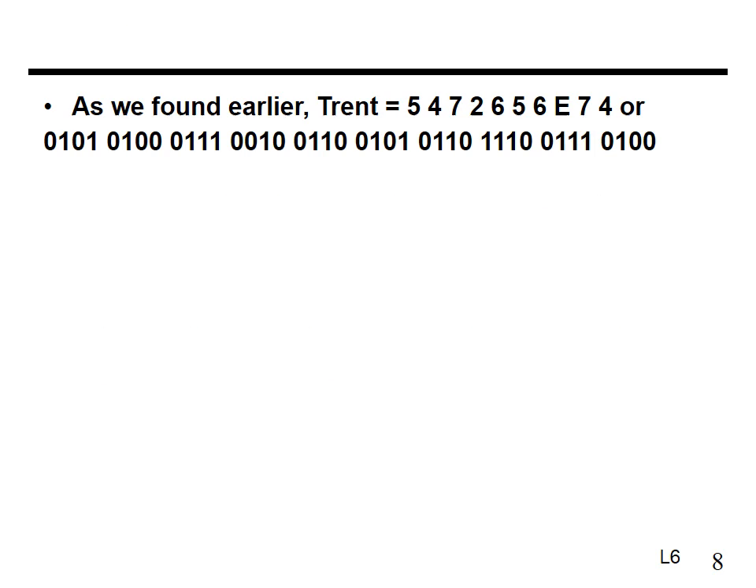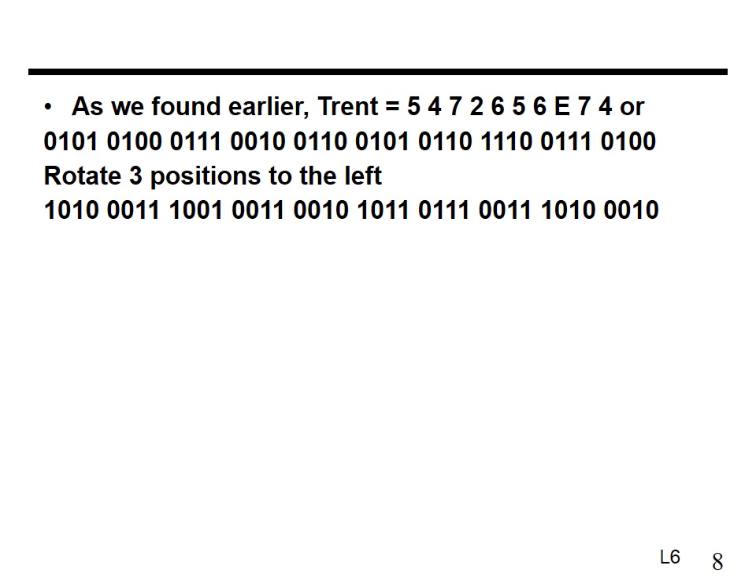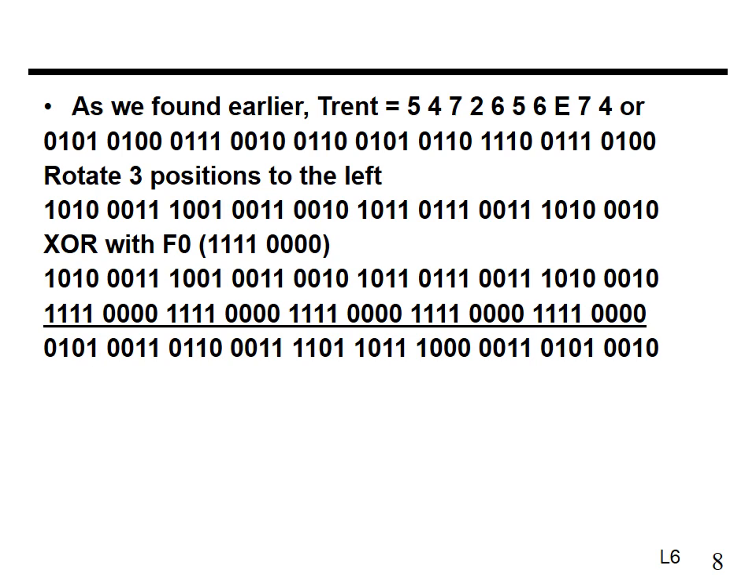So this is our bit pattern for Trent. If you rotate it 3 spots to the left, the 0, 1, 0 that was on the far left is now on the far right. If we then XOR it with our F0, again we're going to change all the bits we XOR with a 1 and leave all the bits the same that we XOR with a 0.